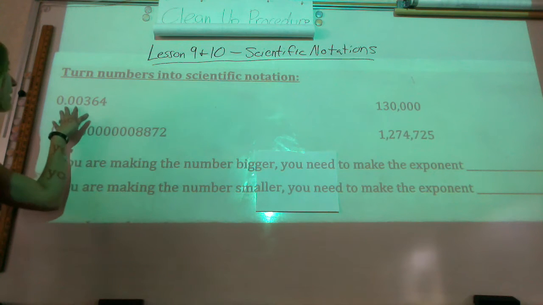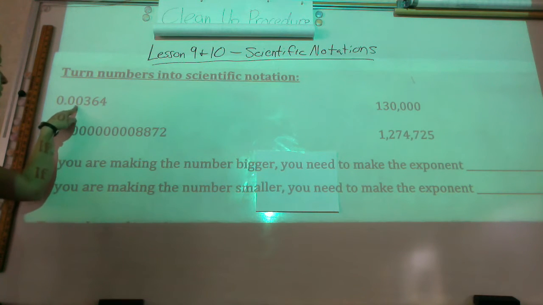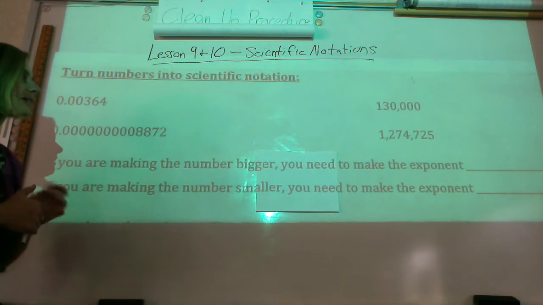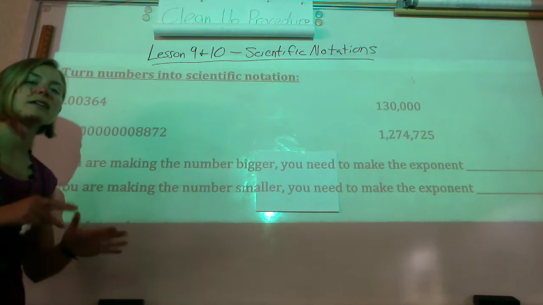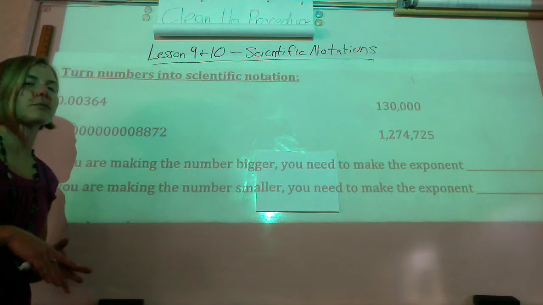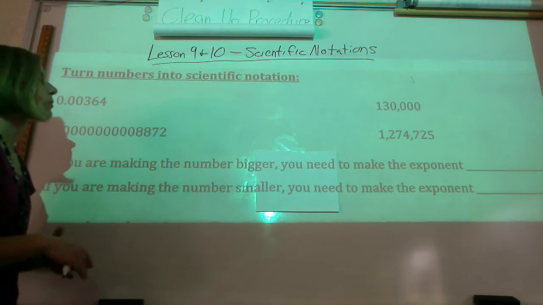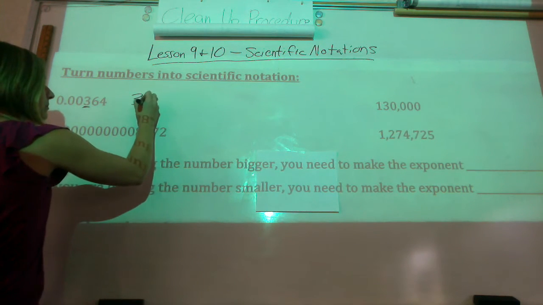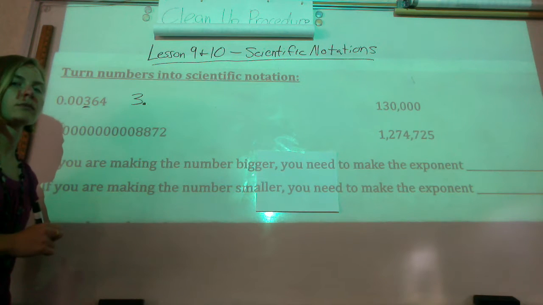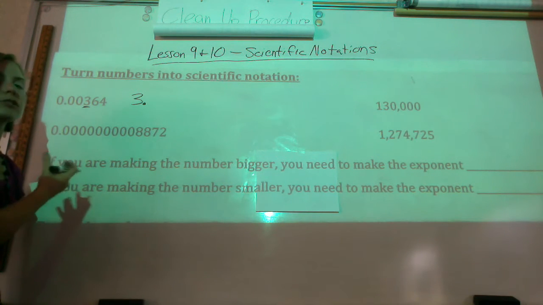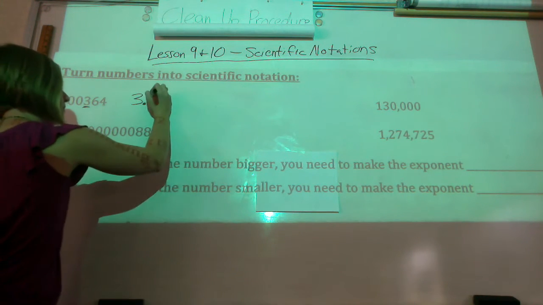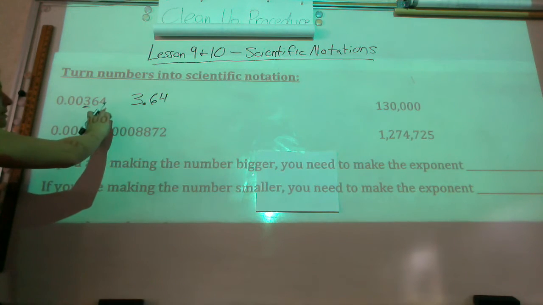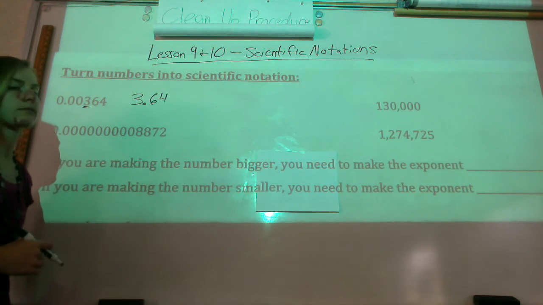So on our sheet, we have this first number. We have a decimal, 2 zeros, and then a 364. Now remember, scientific notation says that we need 1 number before the decimal, and that number can't be 0. So we're going to take this first number, this 3, and that'll be our first number to the left of the decimal. Now, we still need to attach the 6 and the 4. So we're going to change this number into 3.64.